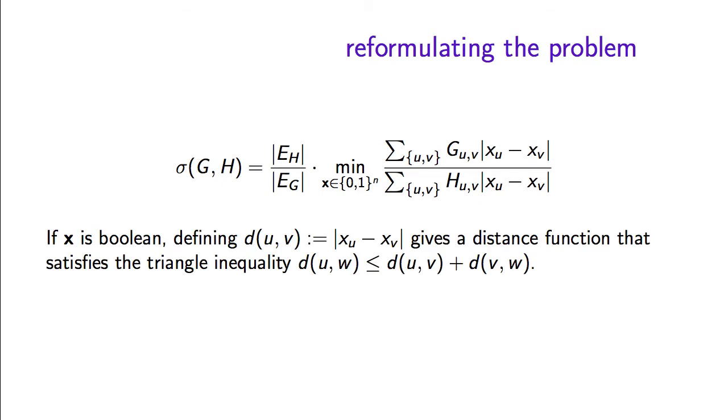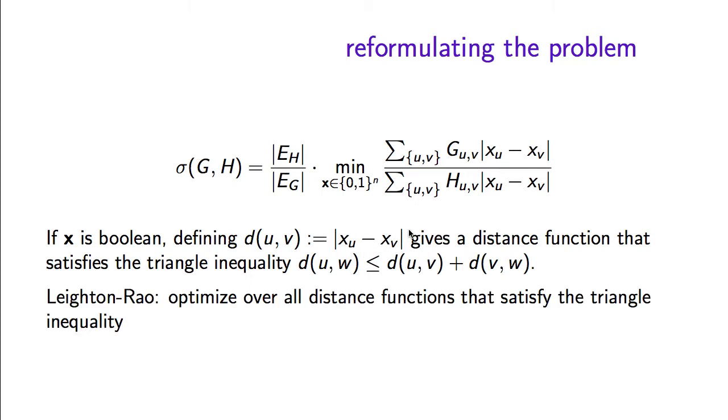We now make the following observation. If x is a Boolean vector, this difference xu minus xv can be thought of as a distance function between vertices u and v, and it's a distance function that satisfies the triangle inequality. This triangle inequality will just follow from the triangle inequality between real numbers. The idea of the Leighton-Rao relaxation is just that instead of optimizing here over distance functions that can be obtained from Boolean vectors through this expression, we're just going to optimize over arbitrary distance functions that satisfy the triangle inequality.